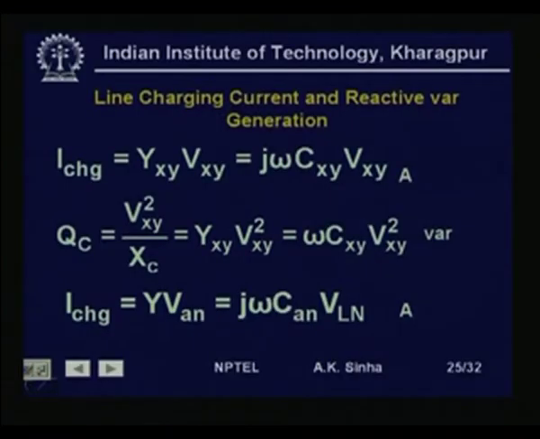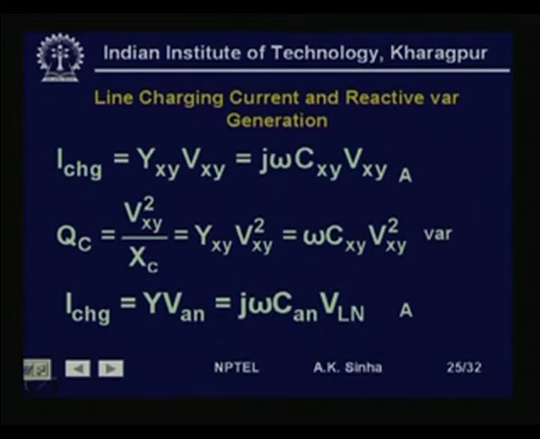Now, once we have calculated the capacitance, we can find out the charging current, because there is a voltage and there is a capacitance between the conductor and the ground. So, there will be some current flowing in the system, and this current which is flowing in the capacitance is called the charging current for the system.